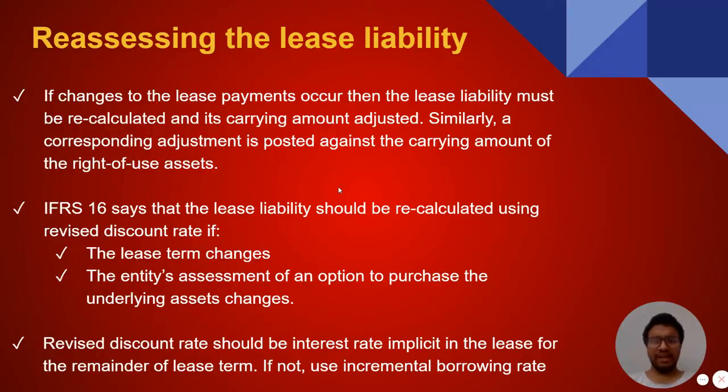Similarly, a corresponding adjustment is posted against the carrying amount of right of use assets, right? So this might occur in case of variable lease payment. Basically your consumer price index will change, and then based on that your lease liability will change, and at the year end you will need to do a corresponding entry as well.